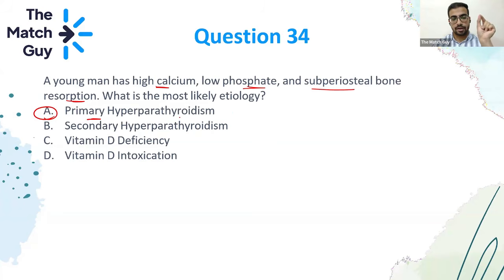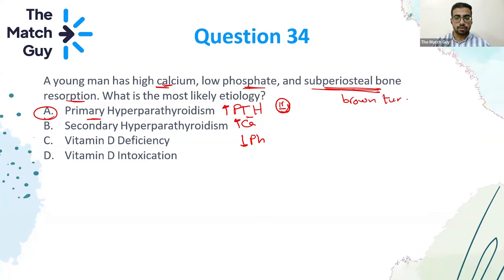So primary hyperparathyroidism, let's just translate it literally. Abnormal increase of PTH. That's the primary event. If I have increased PTH, how does PTH work? It works to increase calcium and decrease phosphorus. If I have increased calcium and decreased phosphorus, that's my diagnosis, which I have here, high calcium and low phosphorus. That's primary hyperparathyroidism. Why the subperiosteal bone resorption? One of the sites of action of PTH is bone. It breaks down bone in order to increase calcium, so you have this subperiosteal bone resorption, classically called brown tumors.